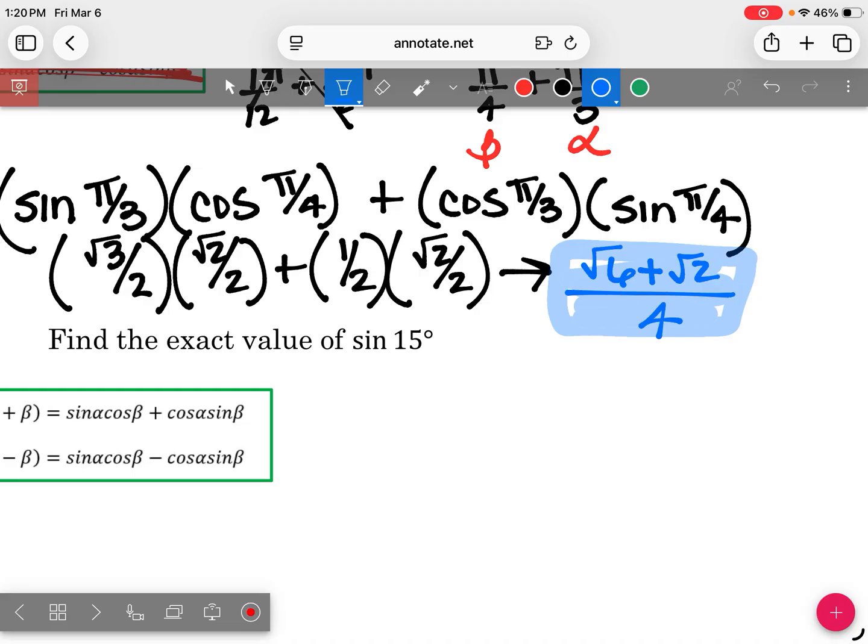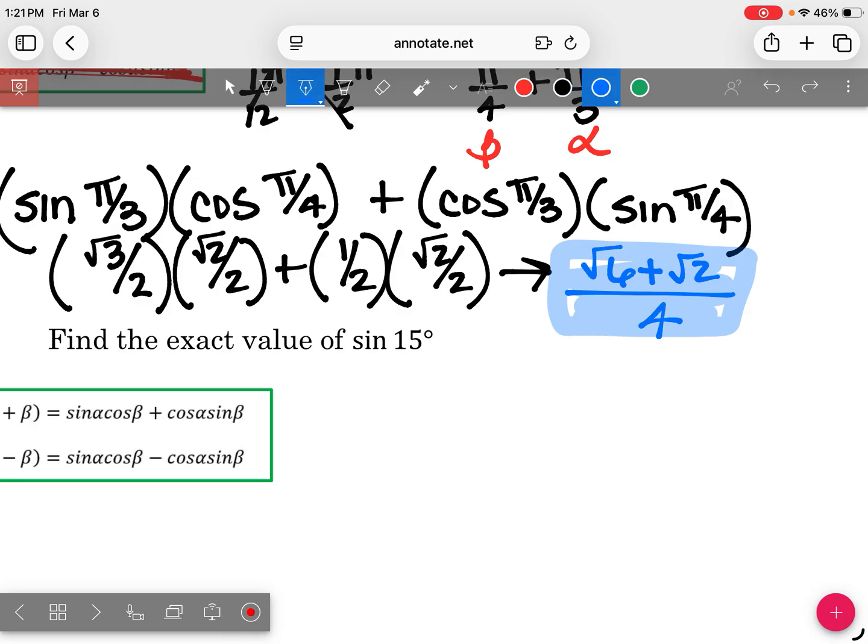Now for number 2, to get 15, we have a lot of options. We could do 60 minus 45. We could do 45 minus 30. We could go to quadrant 2 and do 150 minus 135. There's a lot of different options, okay? To keep it simple though, let's just stick with what we used in this last example, which is pi over 3 and pi over 4, which is 60 minus 45.